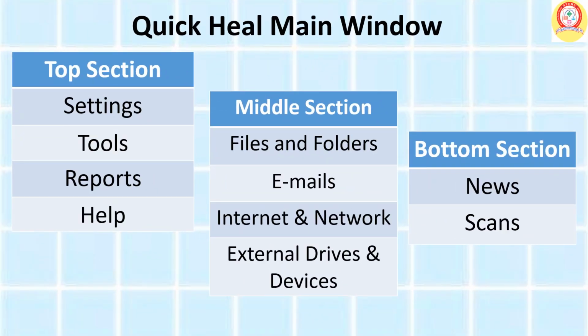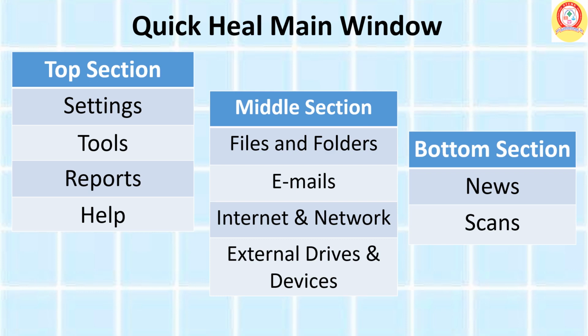The QuickHeal Total Security main window appears. The main window has three sections, children. The top section has the following menu: settings, tools, reports, and help.